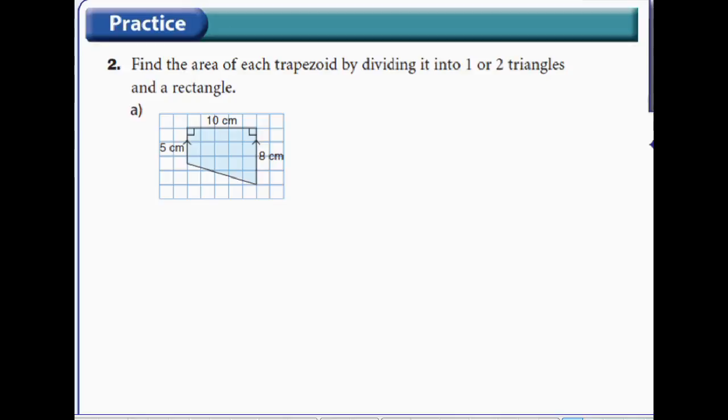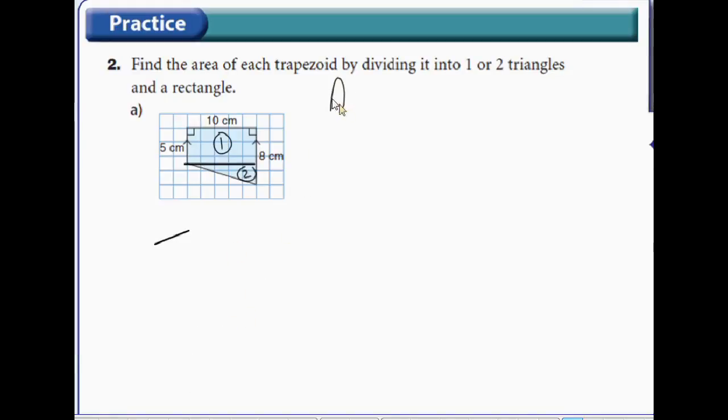Next, let's go on to number 2. Find the area of each trapezoid by dividing it into 1 or 2 triangles and a rectangle here. Okay, so where do I see a rectangle? Well, if I put a line here, that shows me I have a rectangle here, and my second shape is a triangle. The key is going to be, do we have all the information?